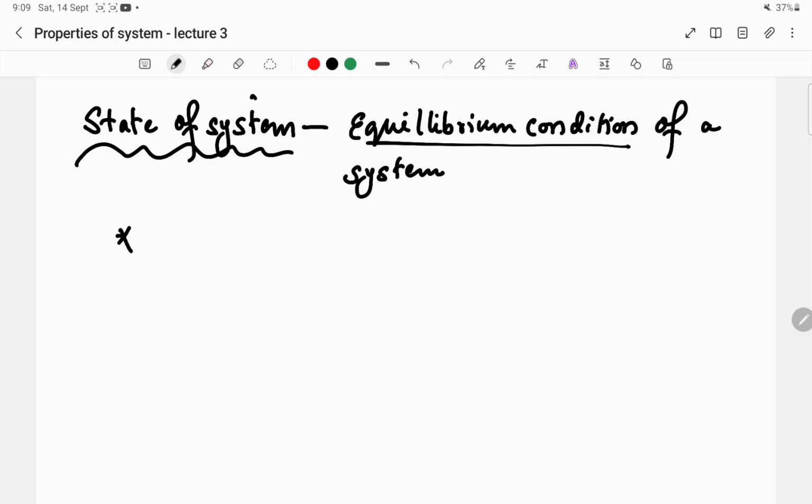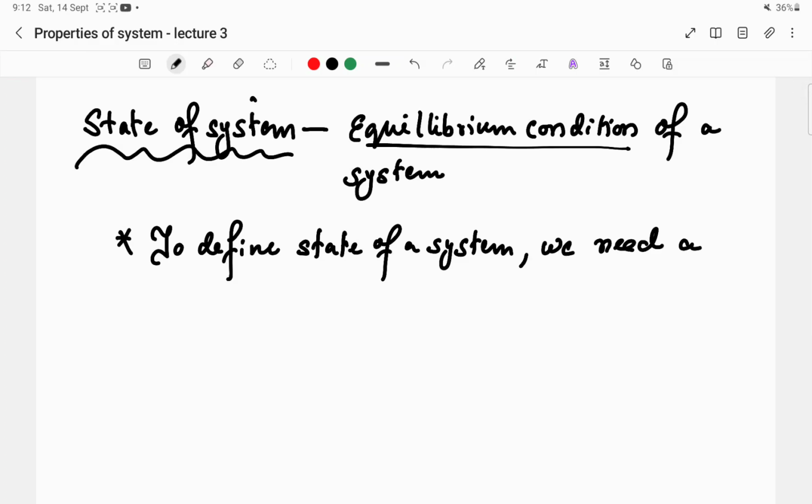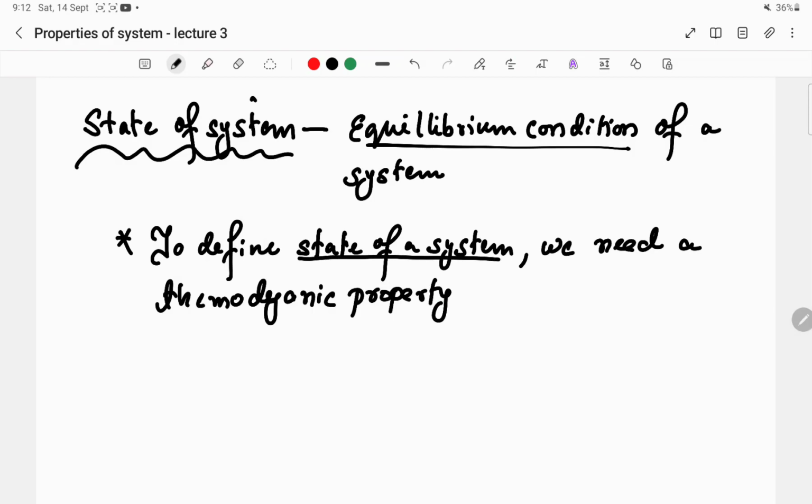To define the state of a system, we need a thermodynamic property. Alright, so to define that thermodynamic property, we need the state of a system. Let me explain the state and all.